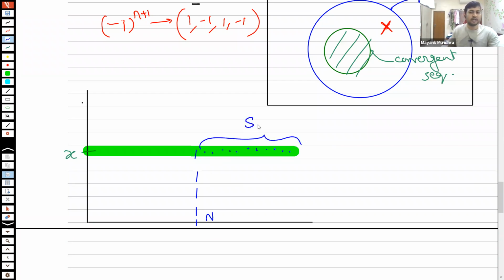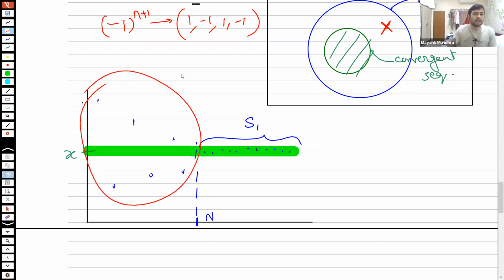Let me call this set S1. So set S1 is all the elements of the sequence after some point capital N. The points before it could lie outside the band. Let me call all these elements set S2. So my entire sequence S is basically the set S1 union S2.